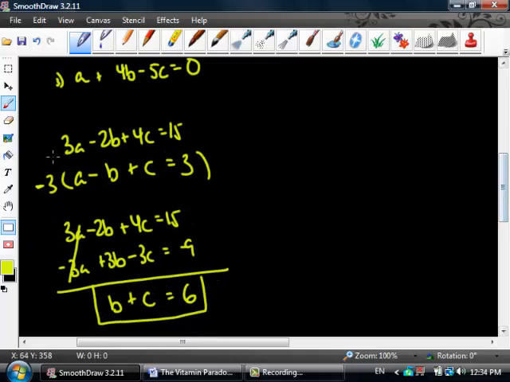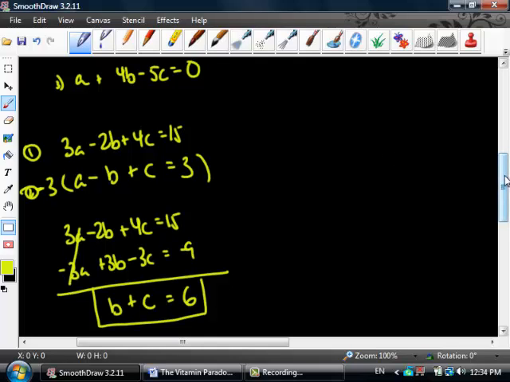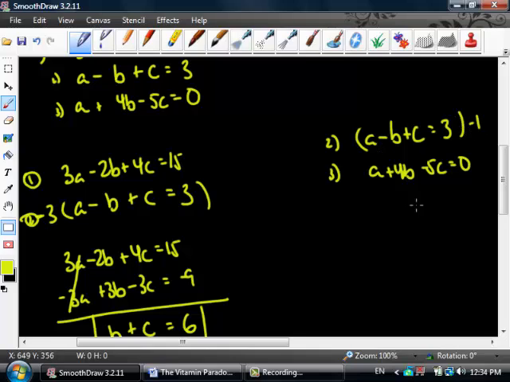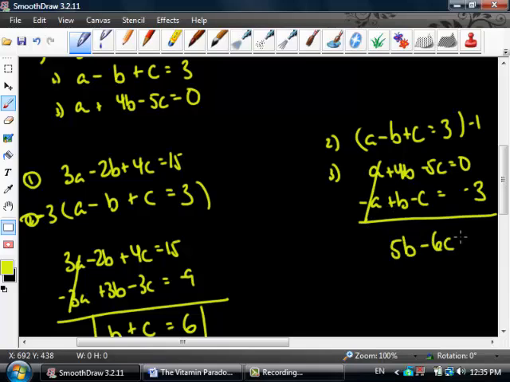Okay, we chose 1 and 2. I always forget. That's why I got to number them. Okay, let's see here. Kiyomi, what do you want to do next? 2 and 3 with the same attempt, right? We still got to eliminate A. So A minus B plus C equals 3. And then A plus 4B minus 5C equals 0. Kiyomi, which one do you want to multiply by -1 here? The top one? Sure, I like the top one. So that means I'm going to get -a plus b minus c equals -3. Those are going to get out of there. I'm going to get 5b minus 6c equals 0.